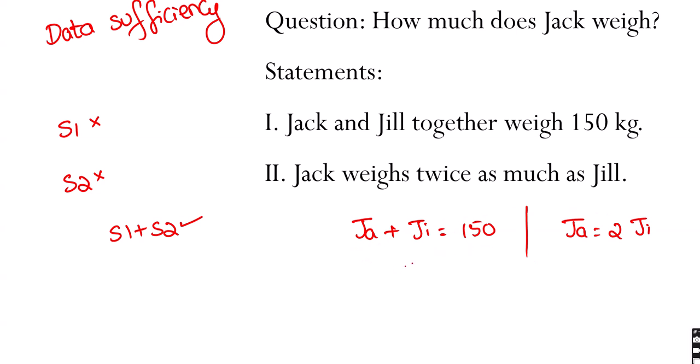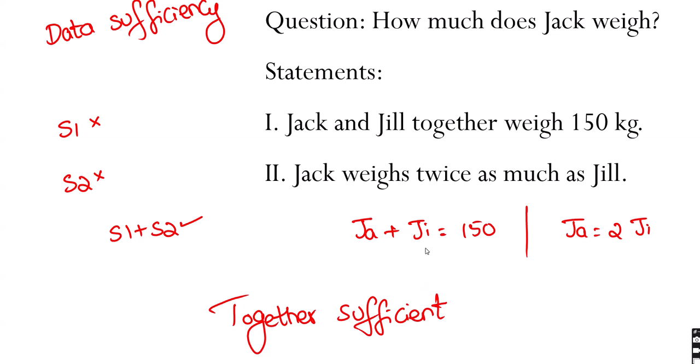So Jill's weight is 50, because Jack is 2 times Jill, 3 Jill in total. It's not about what the value is. To calculate that, what data is required? Statement 1 and statement 2, both are required to answer that question. So together sufficient. We have to go with the option which is together sufficient. Right, so see the next one.